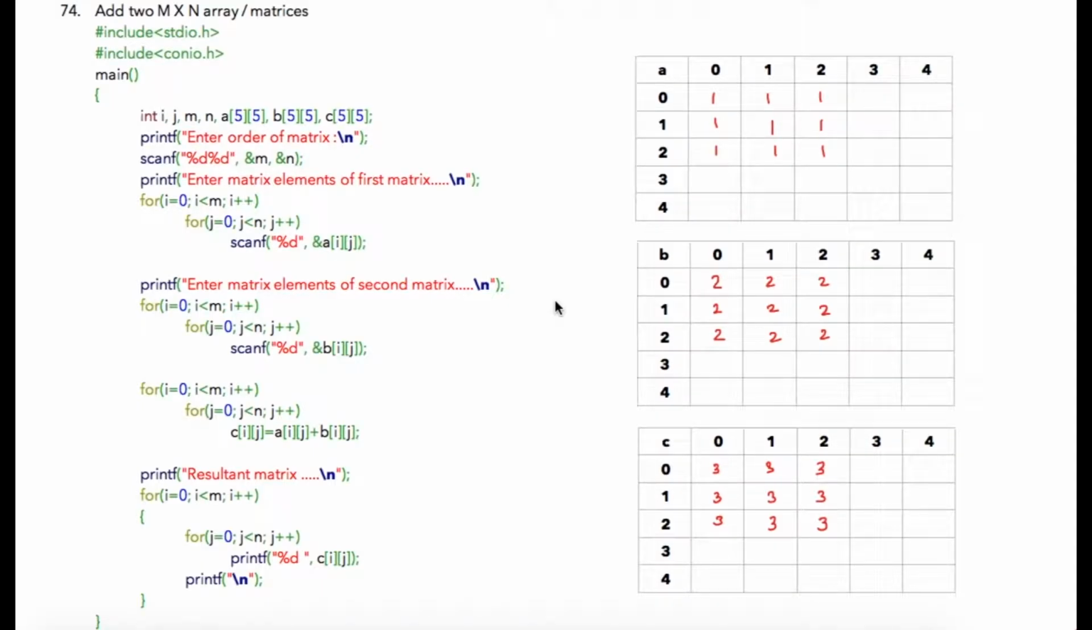In the next program, we are going to add two m by n matrices. For the same, I have declared three different matrices A, B and C, and all of them have size 5 by 5, that is 5 rows and 5 columns. So in the beginning, I am asking the user to enter values of m and n. Then this is my first for loop which will accept values for matrix A, and this is the second for loop which will accept values for matrix B.